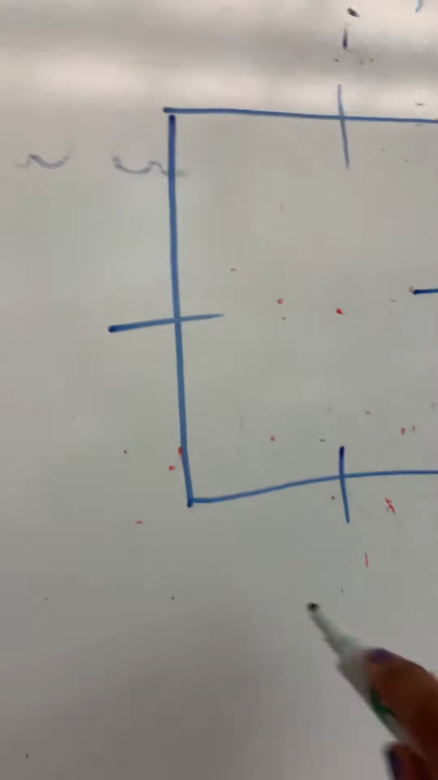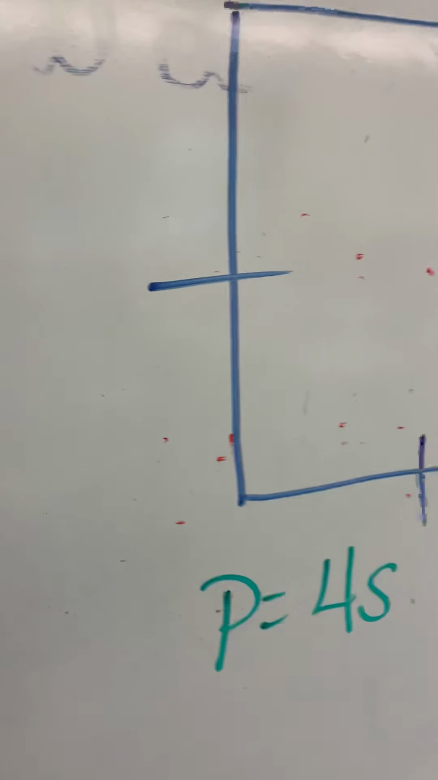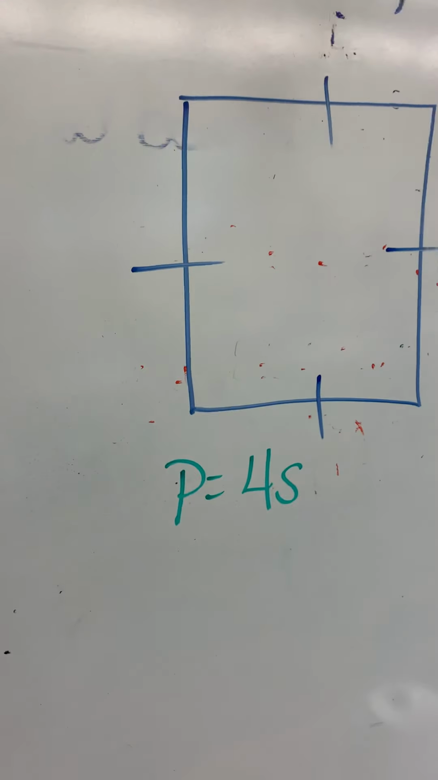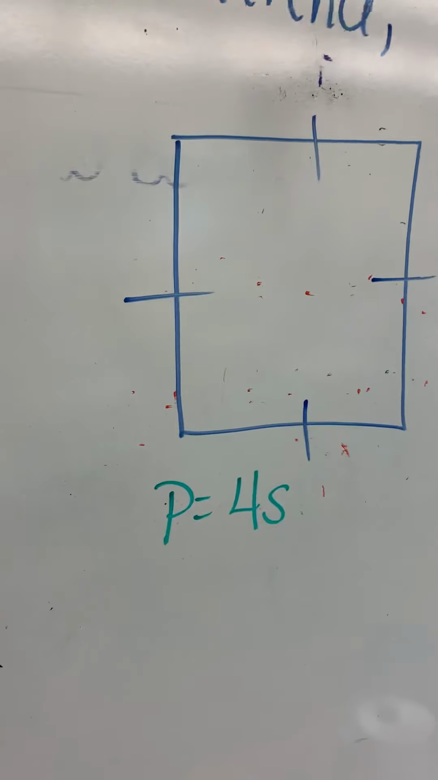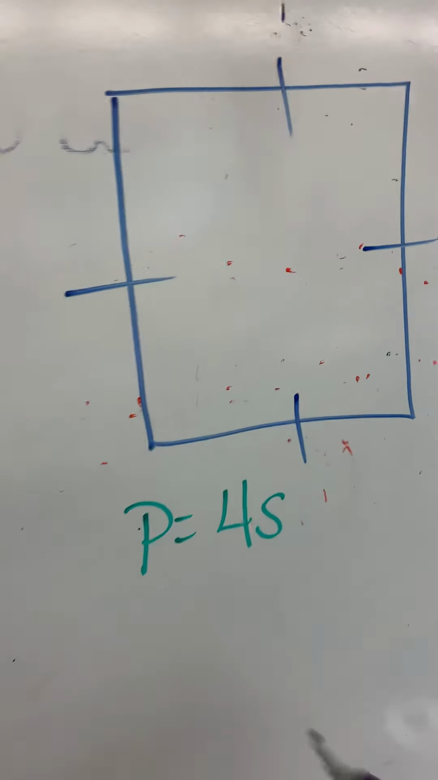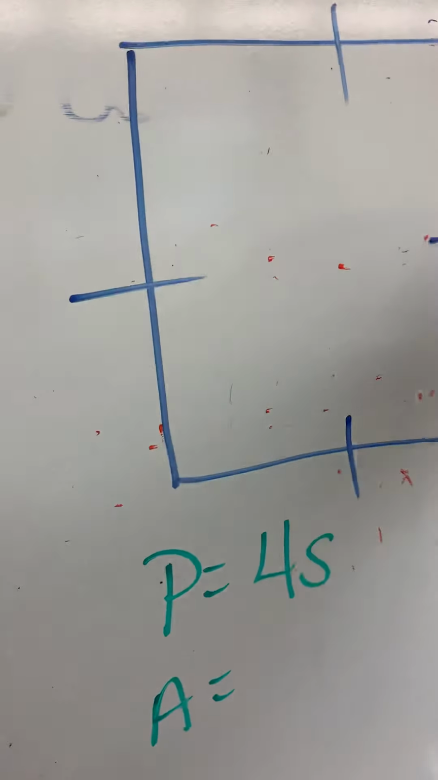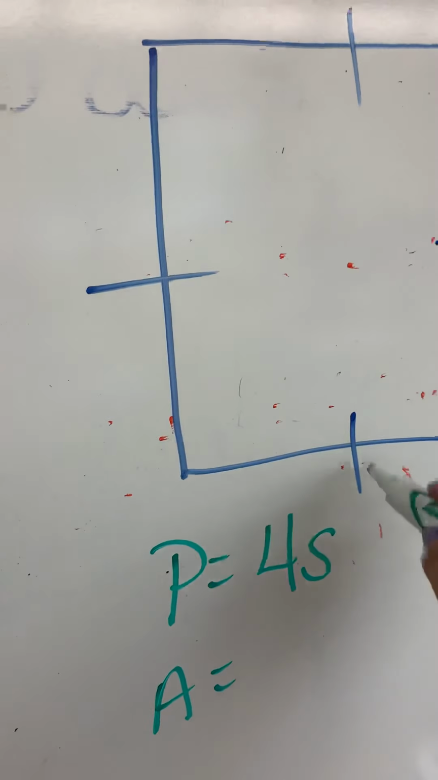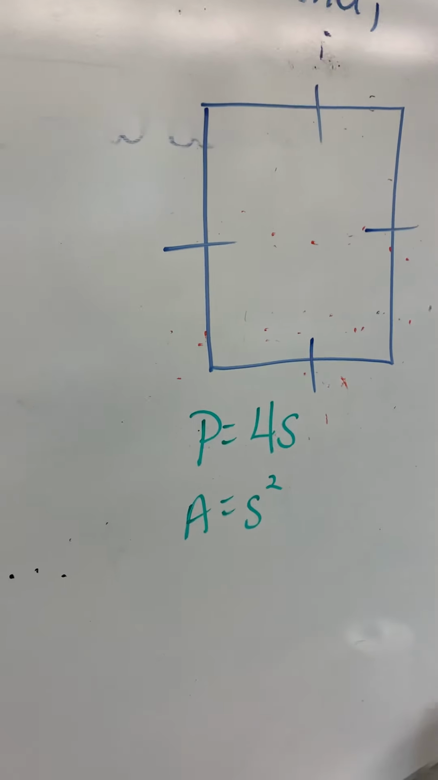Square. All sides are the same, so you can take all four sides and multiply it by the side length. So 4 times whatever the side length is. There is your perimeter. Area, same thing, only with a square. We have all four sides congruent, so you can take your S and square it. So you can just do S squared on that one.